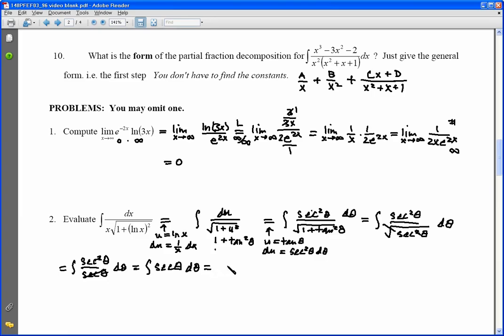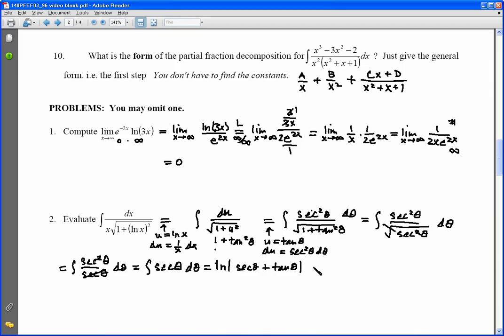And this is one of the ones that we use a formula for, and if this were to come up I would give you the formula on the exam, but this is the one that turns out to be natural log absolute value secant theta plus tan theta.